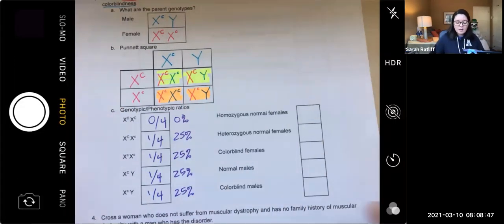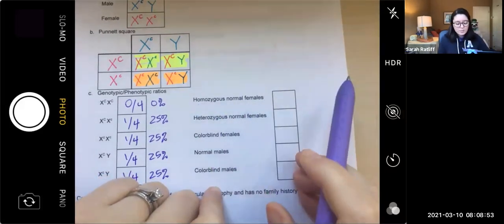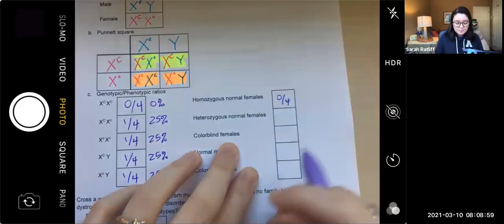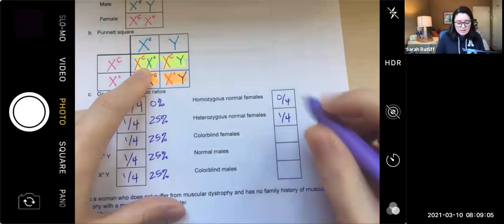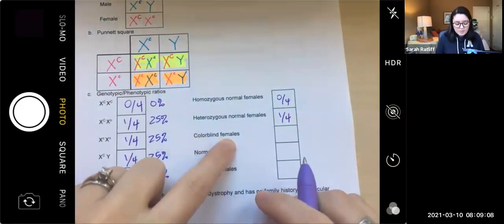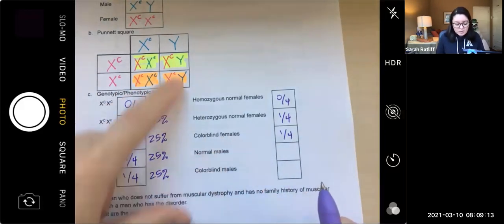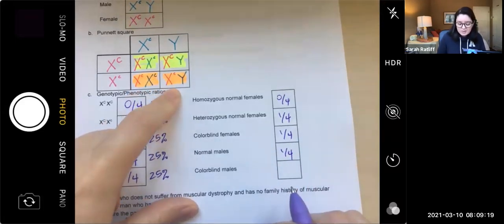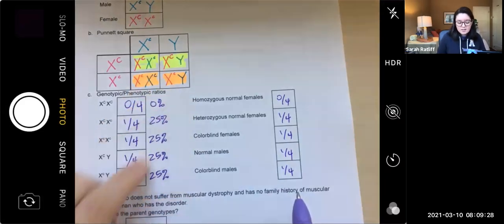All right, now let's look at our phenotypic ratios. Homozygous normal females. Well, we didn't have any of those. We have no 2 X's, 2 big C's, so we got 0 of those. Heterozygous females, we got one of those. She is normal. She has at least one big C. Colorblind females, hey, we got one of those. She got a little C from each parent. Normal males, this top one up here is going to be normal. And our colorblind males, again, this one is colorblind because they have one little C and a Y, meaning they cannot be heterozygous. Whatever C they get is the C that they get.